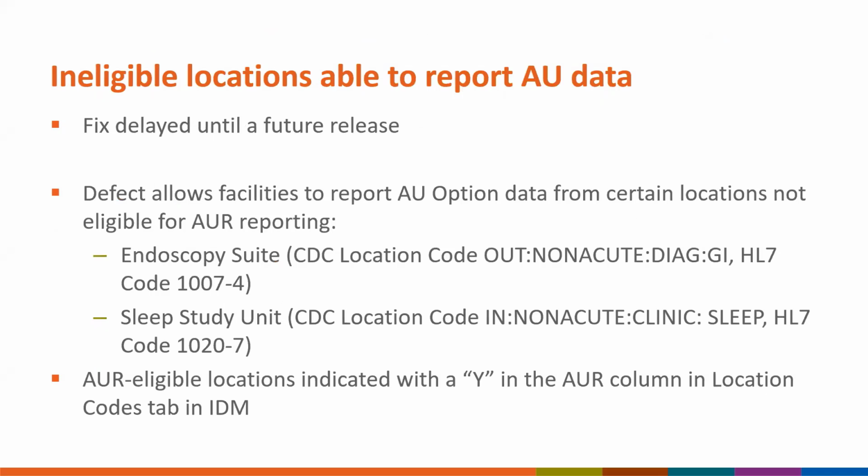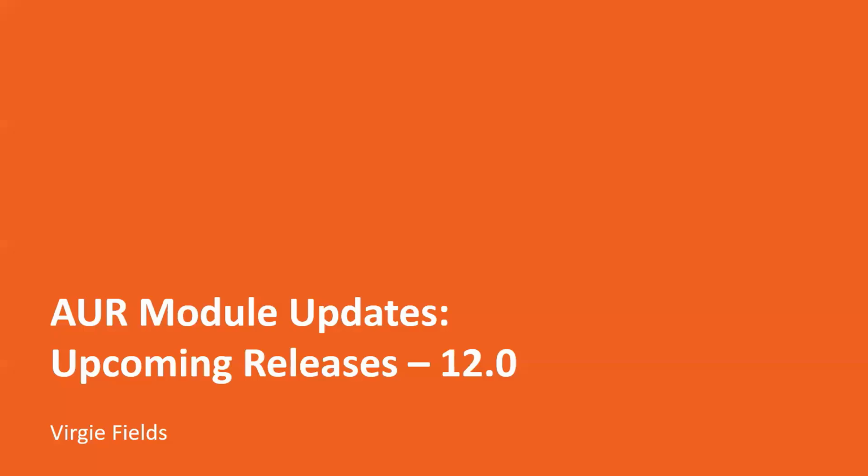We shared this defect on our last call, and unfortunately, we had to move the fix out to a future release. As previously noted, the defect allows facilities to report AU option data from locations that are not eligible for AUR reporting. The locations include the endoscopy suite and the sleep study unit. Please note that the AUR eligible locations are indicated with a Y in the AUR column in the locations code tab of the IDM. Next up is my colleague, Virgie Fields.